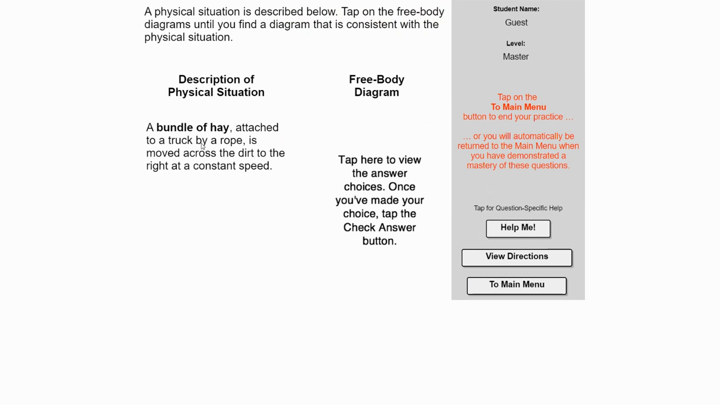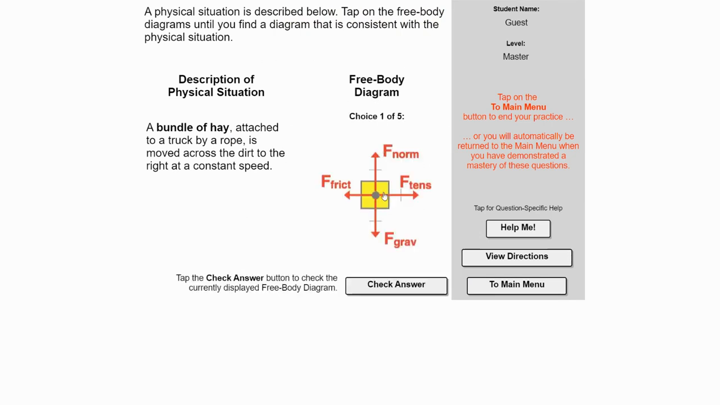We got a bundle of hay that is attached to a truck by a rope, and it is moved across dirt at a constant speed. So, is it going to have gravity? It's going to have weight, yes. If it's on the surface, then we're going to have normal force. It is not moving up or down, so those two are equal. Here, there is a tension force and friction force.